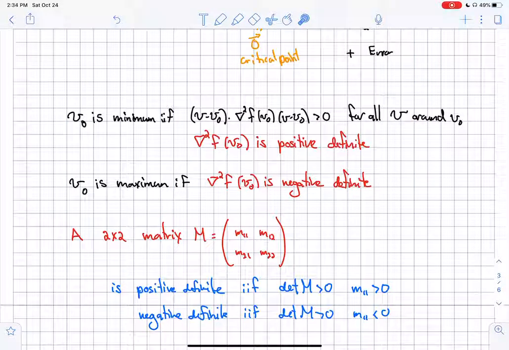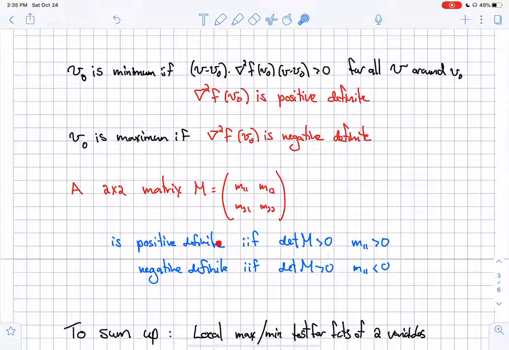Now, if we focus on being positive definite or negative definite, there are a lot of tests for it. It's related to eigenvalues and eigenvectors. We'll focus on the case of a 2 by 2 matrix, and then the test is very easy. If I have a 2 by 2 matrix M, like the Hessian matrix, and I want to know if it's positive definite, I need to calculate the determinant. If the determinant is positive and the first entry is positive as well, then it's positive definite.